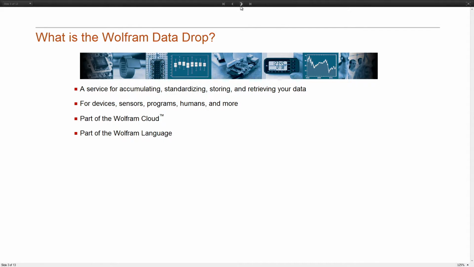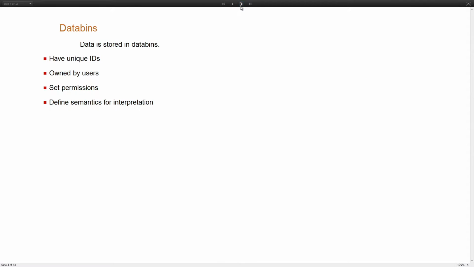A couple things to make note of. This is a service that lives in the Wolfram Cloud. Essentially, anybody with a cloud account could make their own Data Drop. This is not something that we have special abilities to do. This is a service written mostly in the Wolfram Language, living in our cloud, that we thought would be a great service, so we made it. And it's also integrated fully into the language, so we'll see that in a minute.